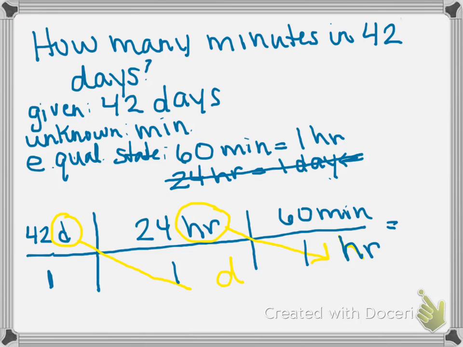Now all that's left is doing the math. And since all of my big numbers are on top, everything except ones, I'm going to multiply 42 times 24 times 60. It's going to give me 60,480 minutes in 42 days. That doesn't seem so bad.